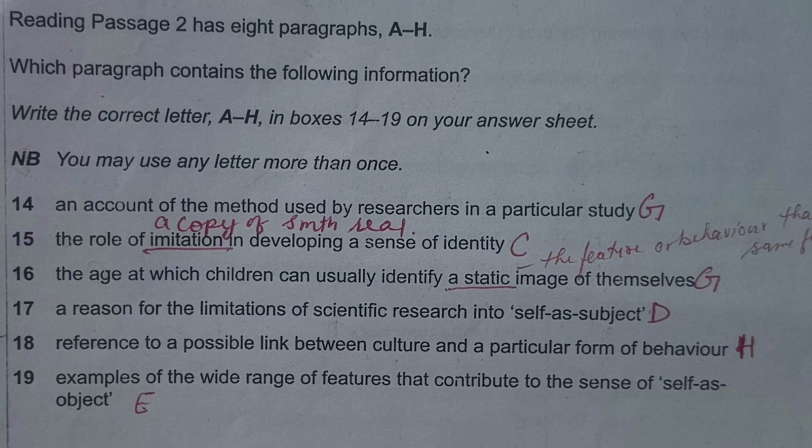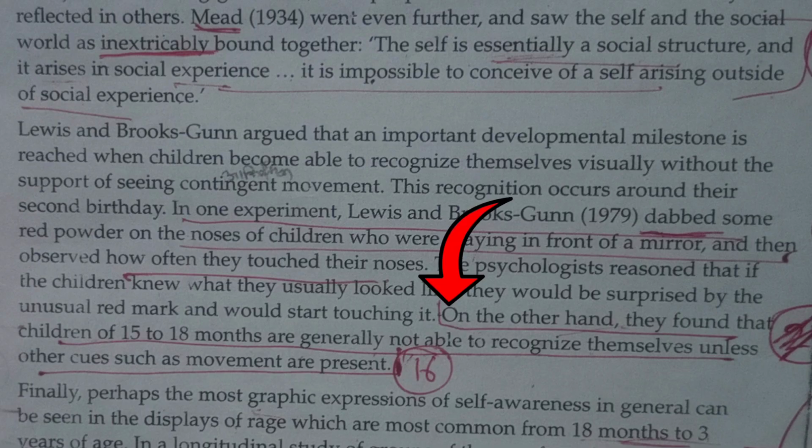Next statement is, the age at which children can usually identify a static image of themselves. कौन सी एज में बच्चों को अपनी static image मतलब जो सेम रहती है, उसके बारे में पता चलता है? This statement has been taken from paragraph G. Let's see in the paragraph. On the other hand, they found that children of 15 to 18 months are generally not able to recognize themselves unless other cues such as movement are present. अगर movement हो तो बच्चे इस उम्र में खुद को पहचान सकते हैं.